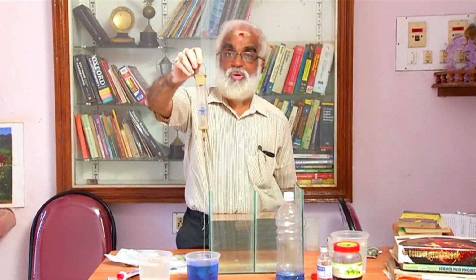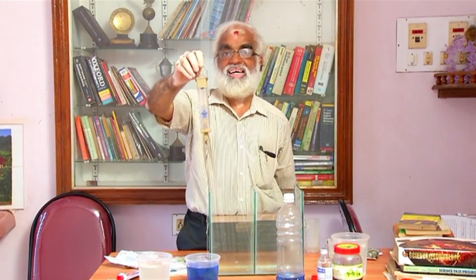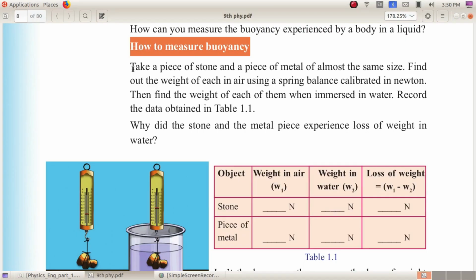The weight of the metallic block in salt water was 1.3 Newton. The weight of the metallic block in kerosene is 1.6 Newton. Now we have to write these values in the columns. That is the weight of stone. Say it is 10 Newton in air.